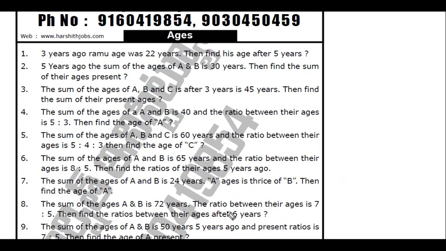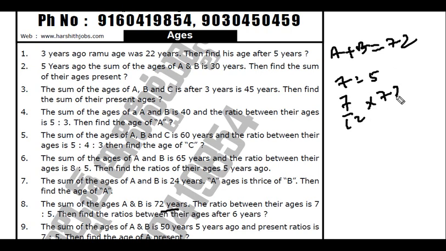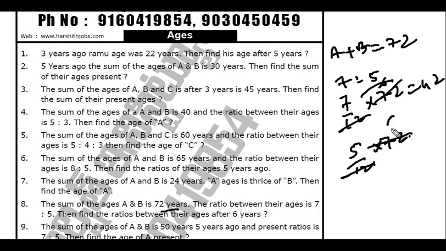Next one. The sum of the ages of A and B is 72 years. The ratio between their ages is 7:5. Then find the ratio between their ages after 6 years. Means what is the 7 by 12 into 72? 12 6 years. 7 6 years, 42 years. And 5 by 12 into 72, 12 6 years, 5 6 years, 30 years. But he is asking after 6 years. After 6 years means 42 plus 6 is to 30 plus 6.